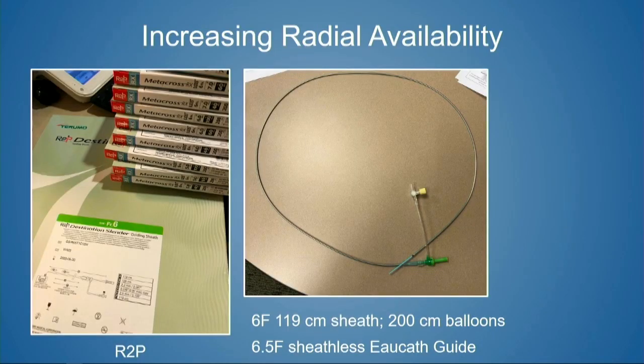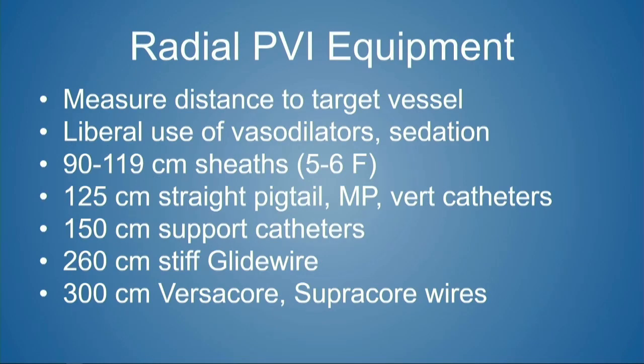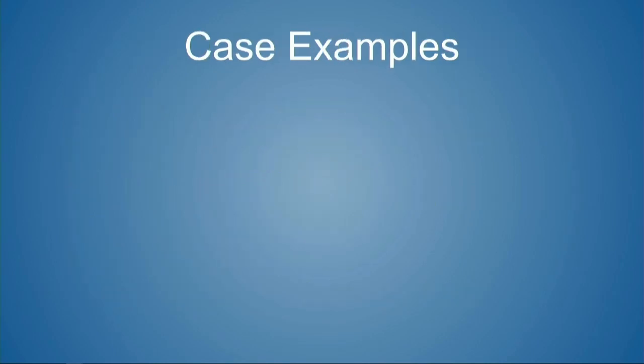The Terumo folks have really been trailblazers with this concept of trying to blaze a trail from the radial to get down to the peripheral vessels. They have dedicated longer sheaths and wires and balloons. But in general, remember pharmacology, use a lot of vasodilators, long sheaths. In general, diagnostic angiography is performed with long pigtails, multipurpose and vertebral catheters, and really long wires. I actually like to use 300 centimeter wires whenever I can.